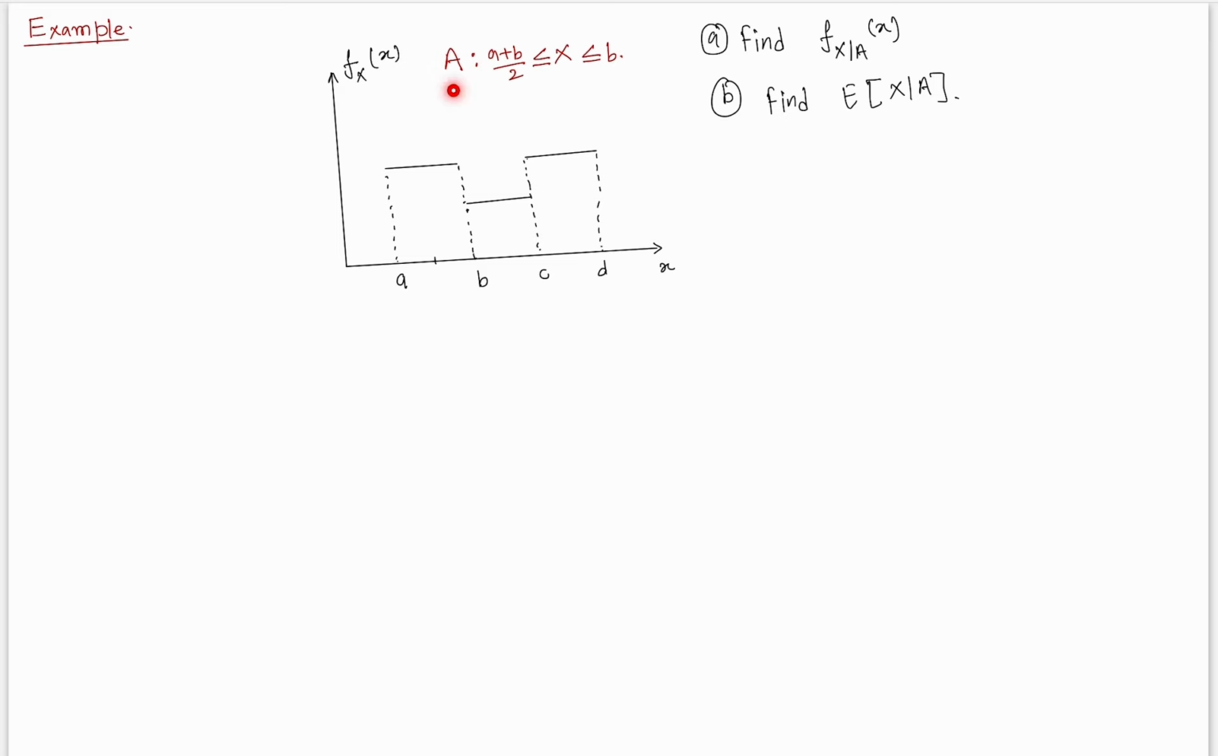So this event A occurs whenever the random variable takes a value between (a plus b) divided by 2 and b. In the first part we have to find the conditional PDF of this random variable x given this event A, and in part B we have to find the conditional expectation of this random variable x given this event A. Let's first try to find the first part.